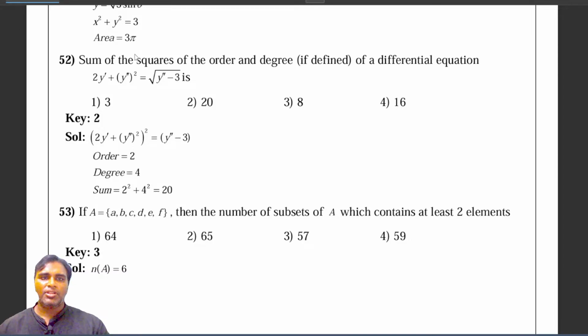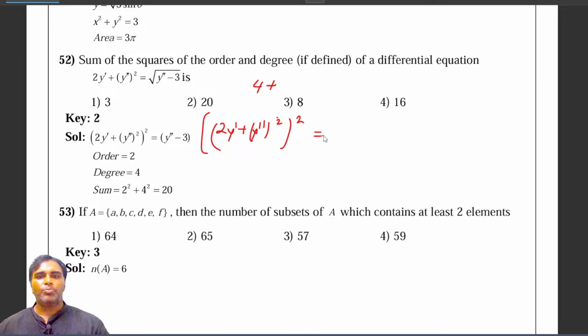52nd. Sum of squares of order and degree. Order will be 2 here, so 2 square is 4. Now to remove this square root, we have to do the squaring on both sides. And it's a square, it's a square. This is y dash square only, plus y double dash minus 3. So this power will become how much? 4. So degree will be 4. Degree is 4, order is 2. So 4 square 16, 2 square 4, the answer is 20. Option 2.